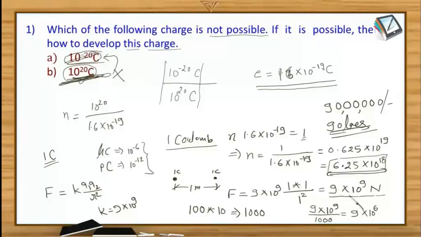So you can understand how big this amount is. So you got the idea that 1 coulomb is a very big unit of charge. That is why we normally use microcoulomb, millicoulomb, picocoulomb, etc. So let's proceed to the next question.